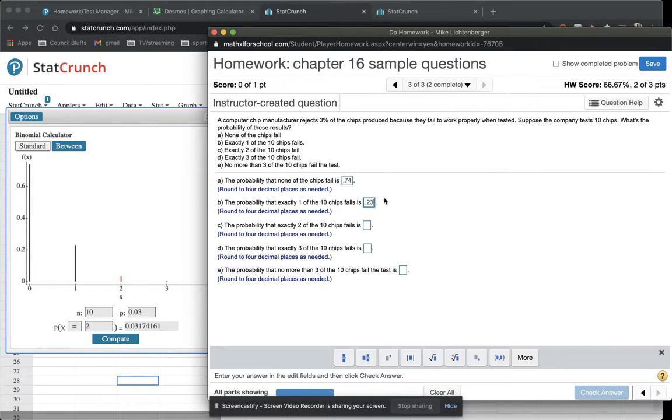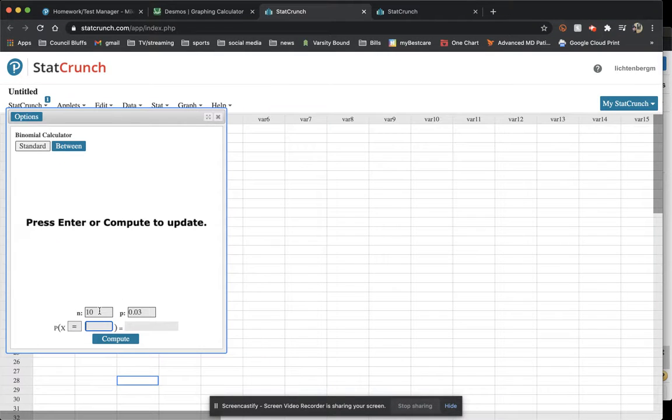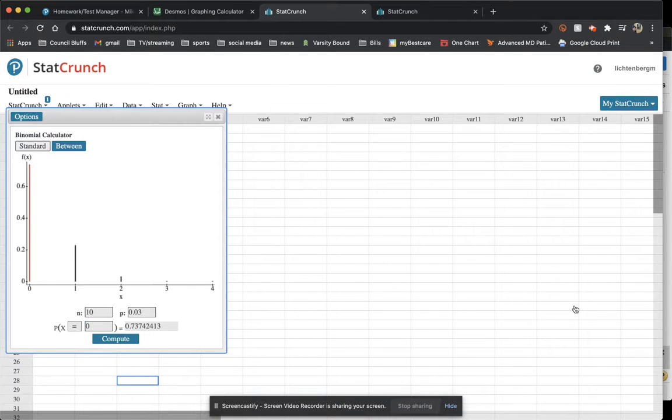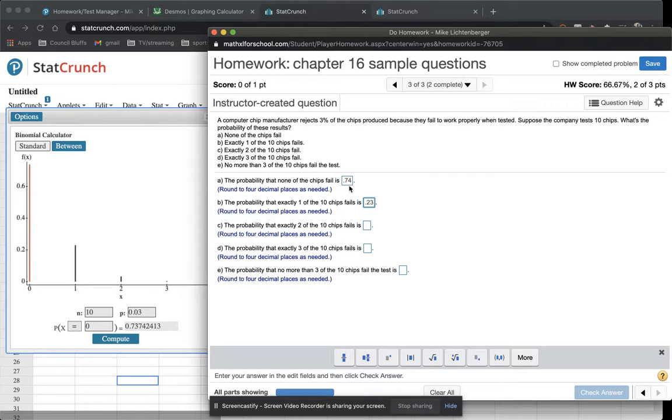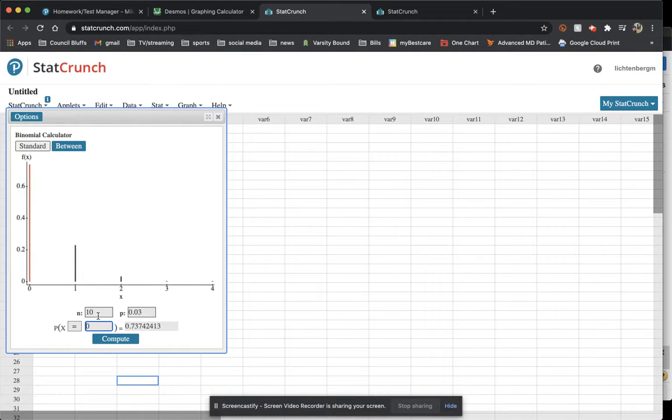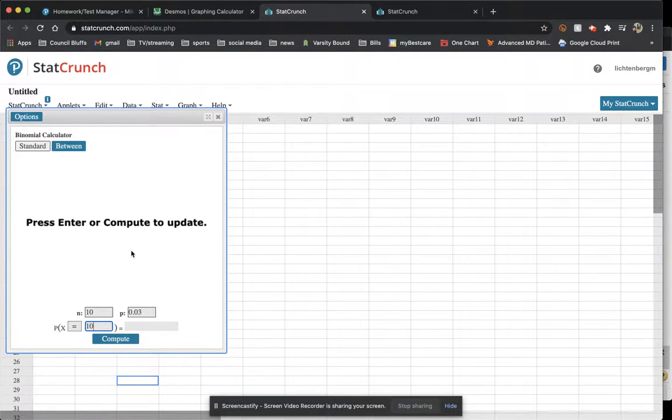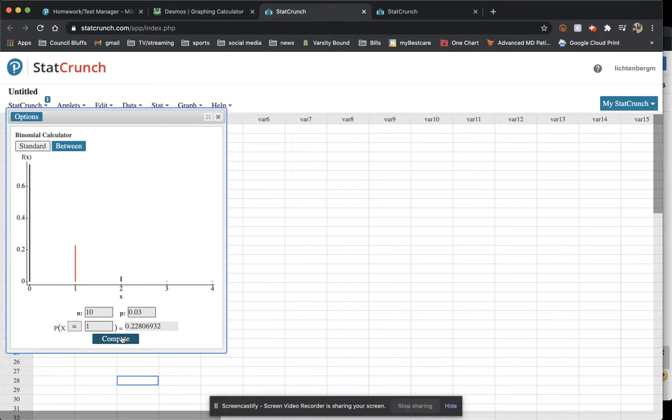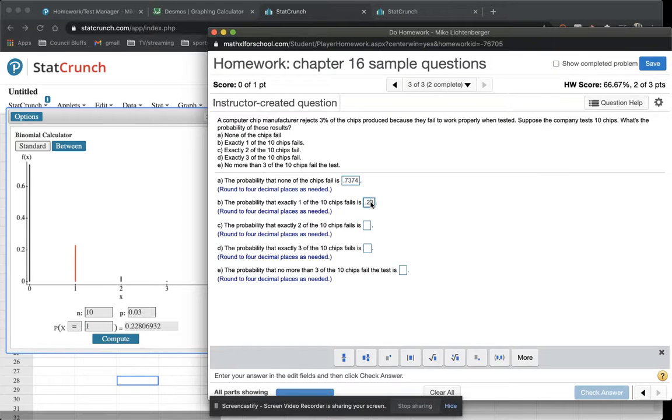Oh, and notice I'm doing this wrong. Notice it said to round to 4 decimal places. So I have to go back here and make this 0.7374. Okay, and for exactly 1, again, I didn't read the directions right away. It's always good to read the directions. And it said to round to 4, so 0.2281.